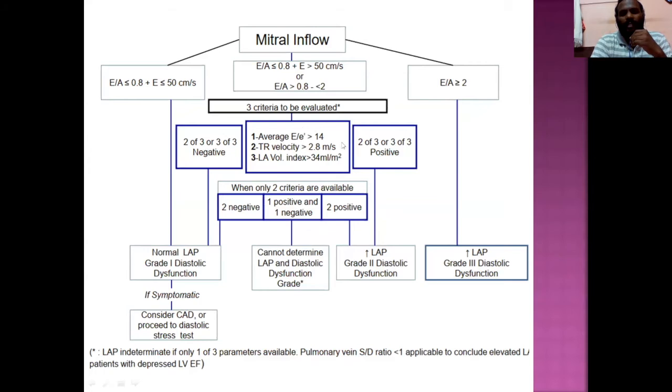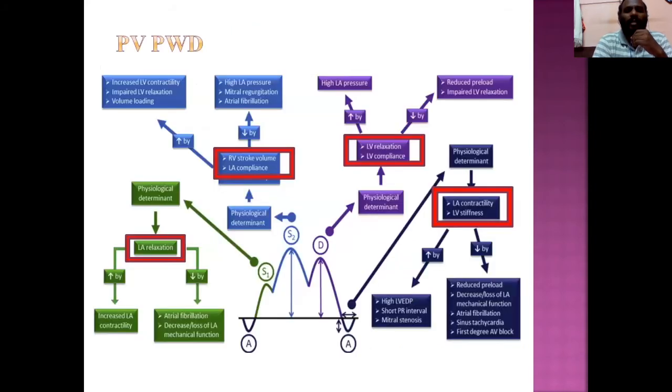So when two of these things are positive, we say the LA pressure is increased. When two of these things are negative, we say the LA pressure is normal. Now, what happens when you are measuring only two values and one is positive and one is negative, or we are getting only one value? We say LA pressure cannot be determined, or these fall in the indeterminate range. Is there anything else that may be helpful in such indeterminate cases? Yes, we can use pulmonary vein pulse wave Doppler in such cases.